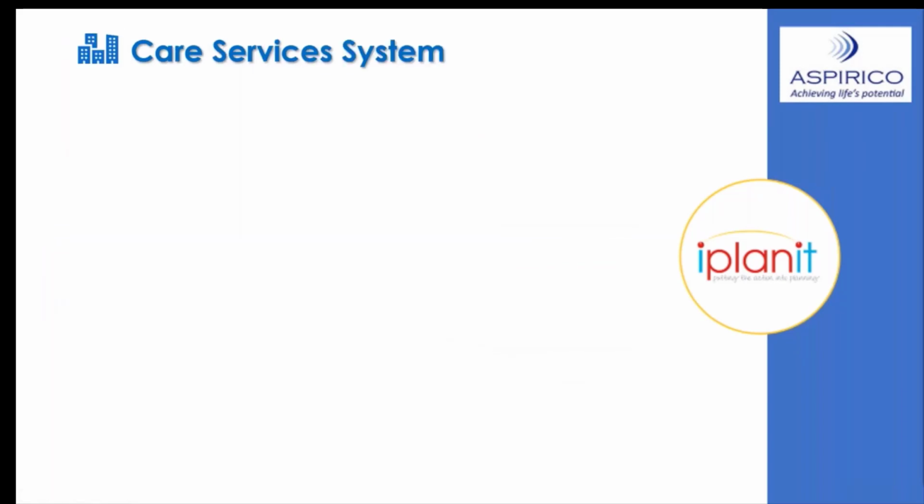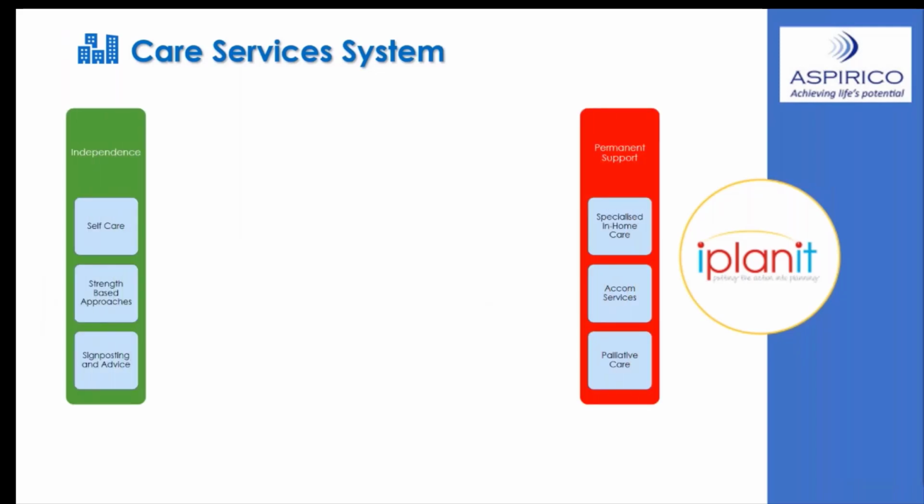So when we talk about the care services system, we have a basic breakdown. We have 2 ends of the spectrum at the moment. One side, people living fully independent, looking after themselves, using strengths-based approaches and supplementary services for support to maintain their independence and choice. Then on the other end, where there's red, the permanent support end, where there's the least independent services that someone could receive. These services are areas such as specialised in-home care, accommodation, residential services, and palliative care.